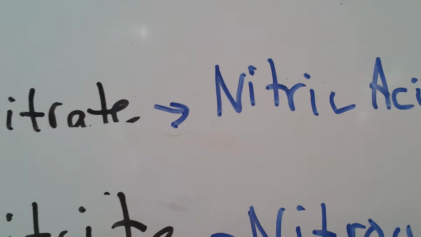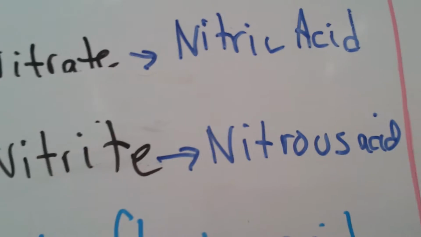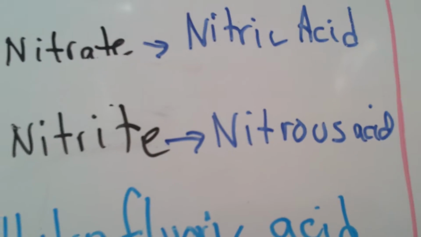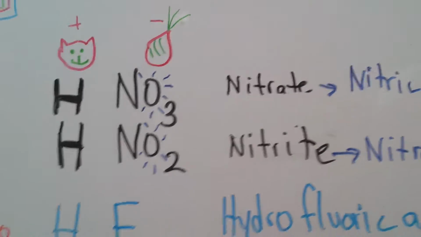Nitric acid. The IC is for sick. Nitrite is, I mean, if it's not 8, it's ite, so you end it in OUS. That is nitrous acid. So take a look at my board here.